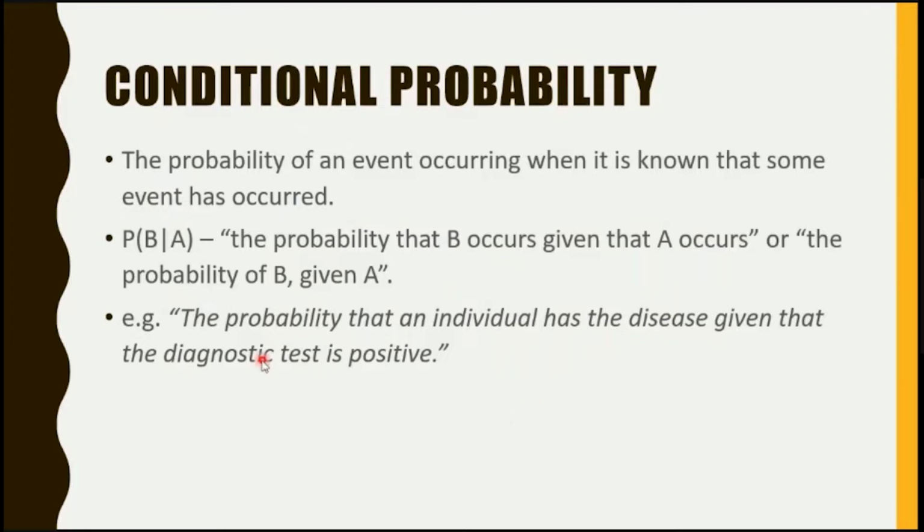So here, if we assume that an individual has a disease, this will be our event B, and the diagnostic test is positive, so this will be our event A. So we can find the probability of event B given event A, provided that event A had already occurred. This is how we denote conditional probability, and it is read as the probability of B given A, or the probability that B occurs given that A occurs.